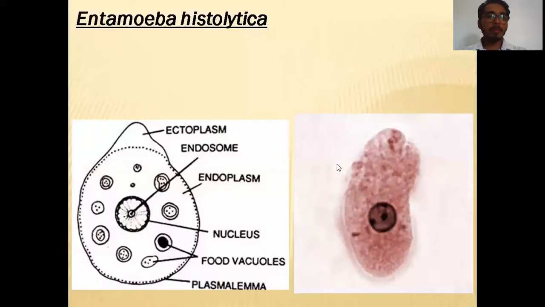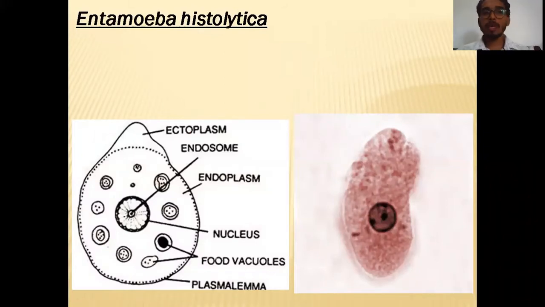So in this experiment, we are going to study 4 specimens. Moving on to the first specimen, it is Entamoeba histolytica. Entamoeba is similar to amoeba.